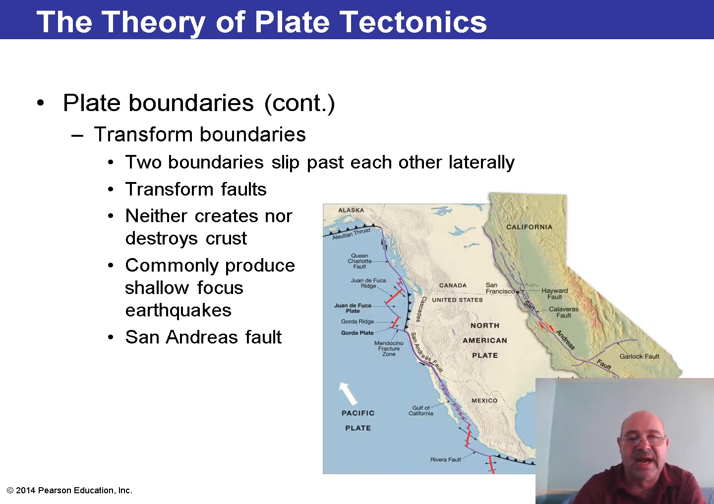And then we have our transform boundaries. Again, this is two plates sliding past each other, faulting more or less. Two boundaries slip past each other laterally, transform faults. Neither creates nor destroys crust. It's just sliding, one past the other, okay? Commonly produce shallow focus earthquakes, such as the San Andreas Fault. Although the San Andreas Fault is a very large fault. Now, does this mean California is going to fall off into the ocean? Probably not. But that's not to say some volcanoes can't go off and help it out.